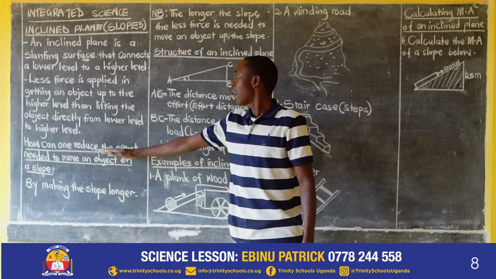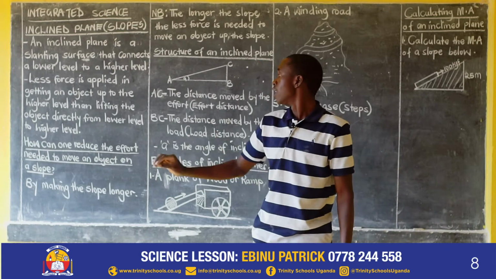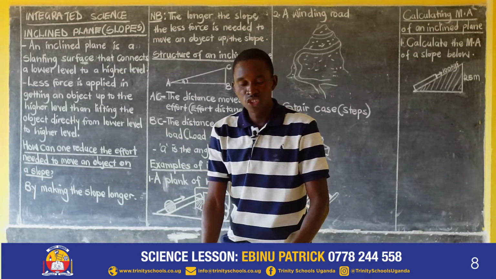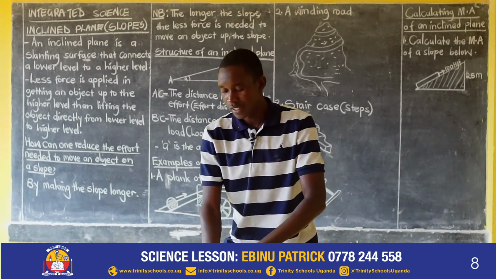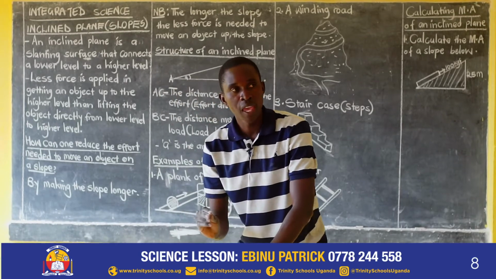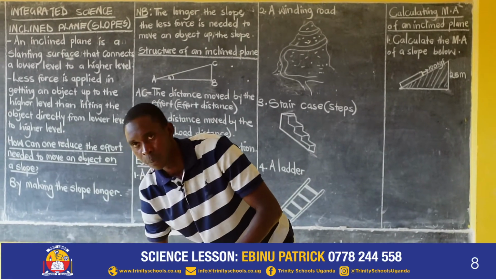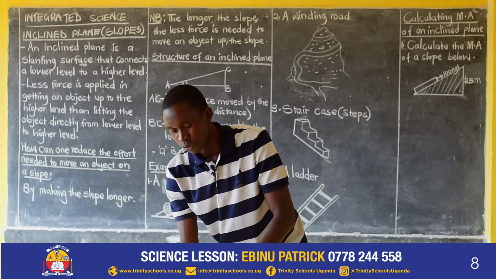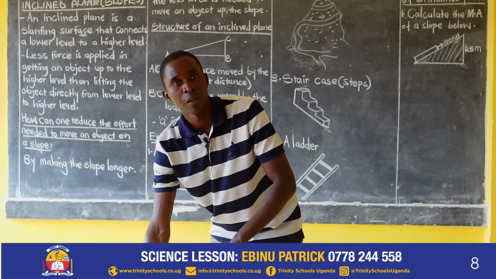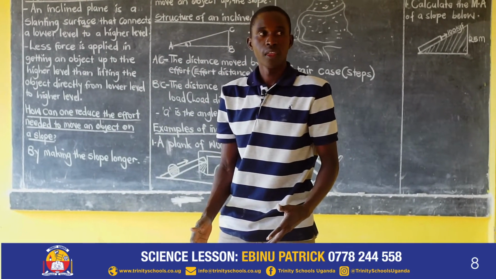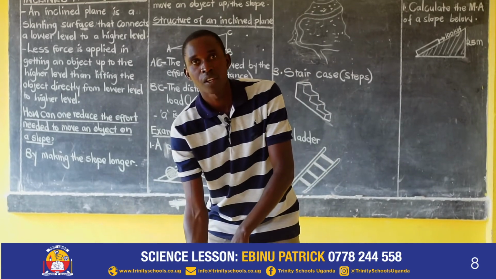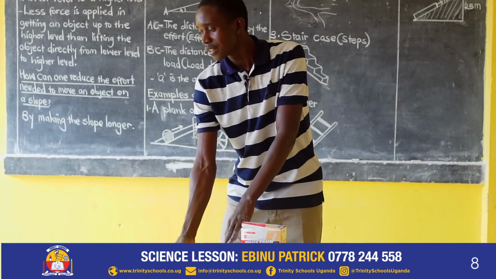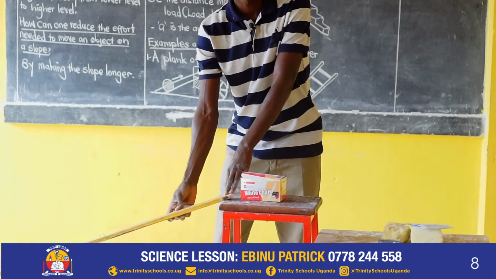Now, how can one reduce the effort needed to move an object on a slope? If I want to use less energy, this is my inclined plane, but we are seeing there is still some steep slope here that will need some kind of energy. If I want to use less energy using this inclined plane, what do I do? If this ruler was a little bit longer, I would make my inclined plane longer.